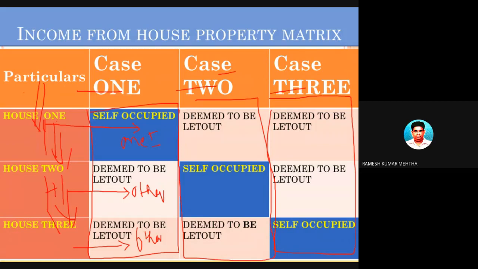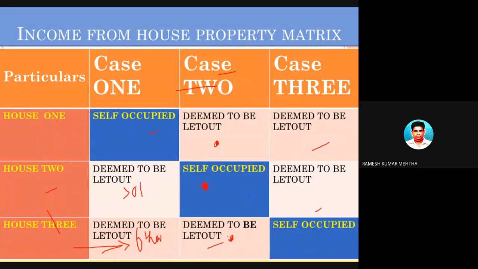Case number two is house number two is self-occupied and the other ones, one and three, are deemed to be let out. So look horizontally. These are self-occupied and automatically the remaining ones are let out. Hope you have understood this matrix. Now case three: house number three is self-occupied and the other two are let out. This can be one way of representing the matrix.